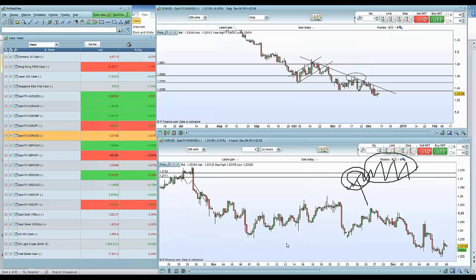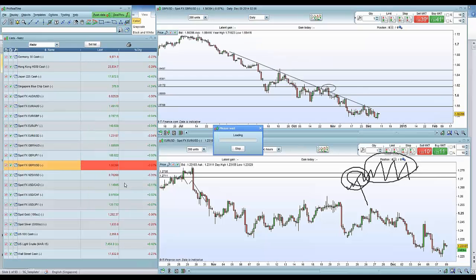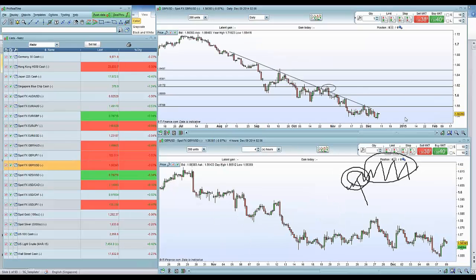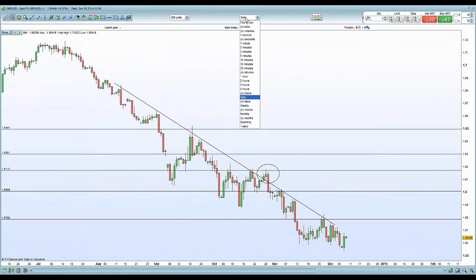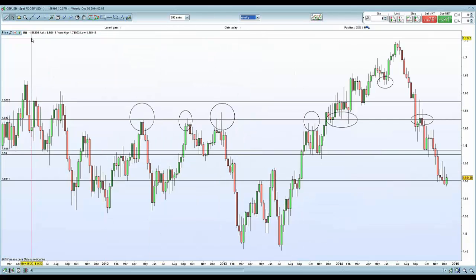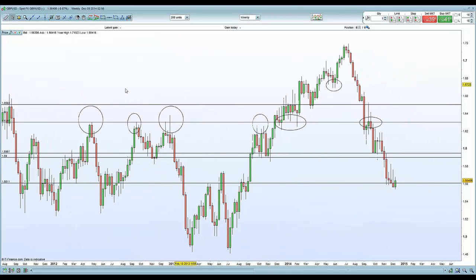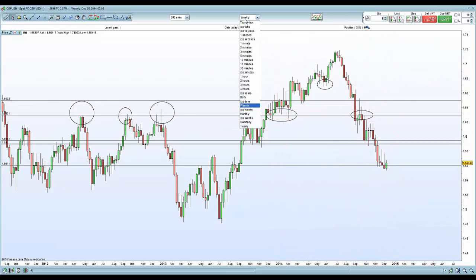Looking at the pound dollar. Okay, pound dollar, very similar story. Look at the weekly chart. Okay, same thing. No change in the trend for the past 5-6 months. Absolutely no change. Downtrend, one direction. Okay, so weekly chart very bearish.